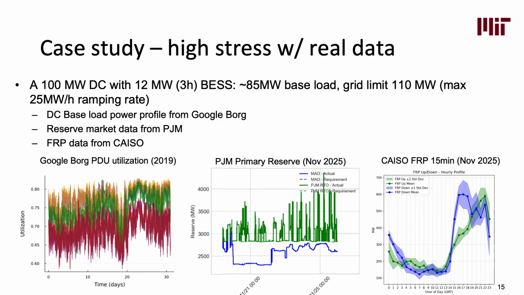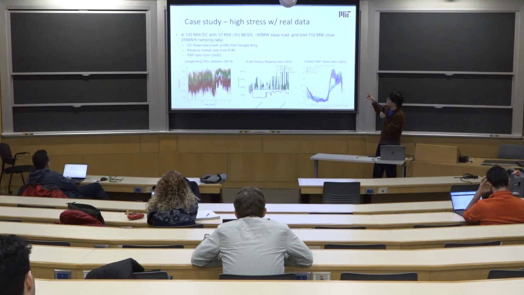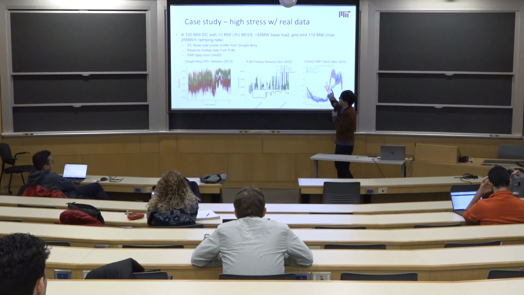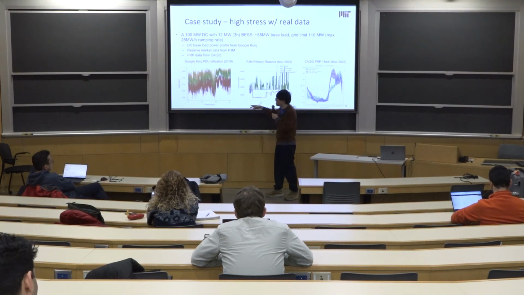We assume that it's roughly a 100 megawatt data center with a reasonably small size of batteries, so it won't take too much of the space in the data center. And assume that roughly the base load was around 55 megawatts and the grid limit is 110 megawatts. Those will be the injections, the data sets, and scenarios we use.